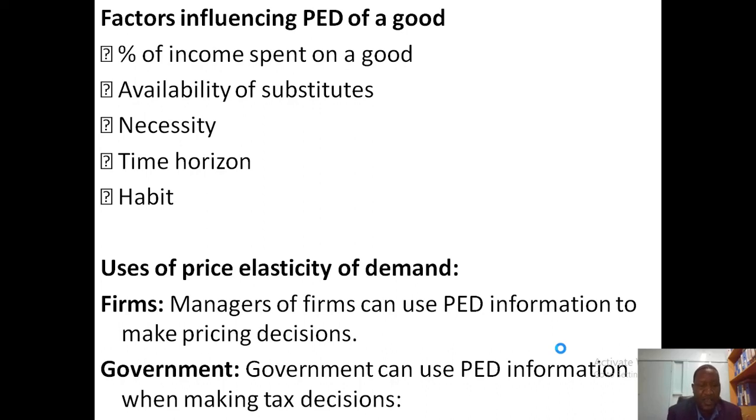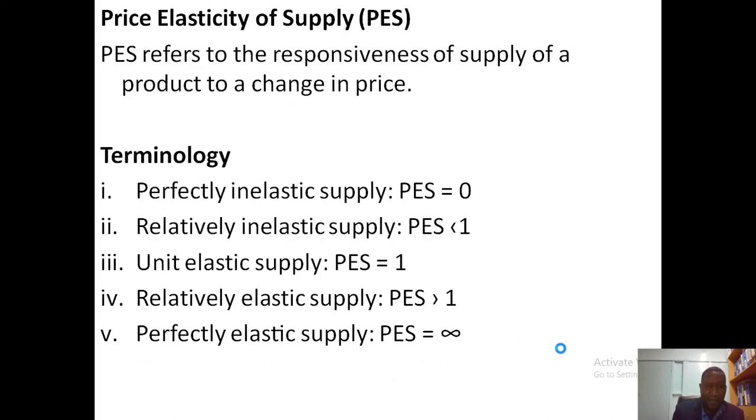Who else can use PED information? Government can also use PED information to make tax decisions. And those products which have inelastic demand must be taxed highly in order for government to increase or maximize its total tax collections. That's for PED.